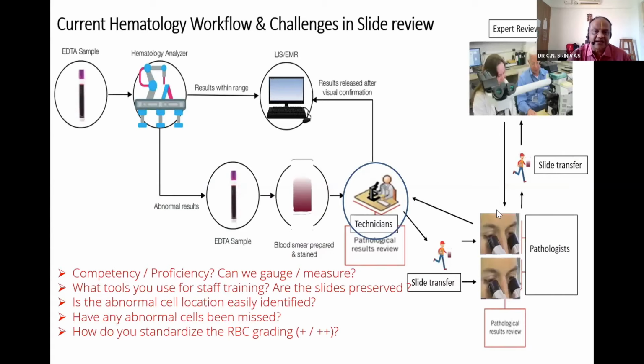Now, what is the current hematological workup? Can we just have a look at the flow? The flow is that an EDTA tube sample gets into the hematology analyzer. As per the review policies of the laboratory SOPs, if the results are within range, they get transferred to the laboratory information system and the electronic medical record, and can be accessed from anywhere through the internet or through the intranet itself.